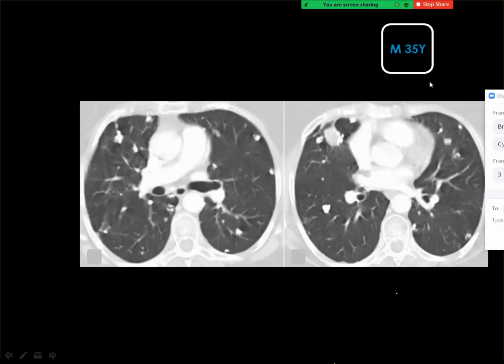Okay, this patient is 35 years old. He has many calcified lesions in both lung fields. What do you think? TB, and this is not miliary TB, and these are not tuberculosis, and this is not the distribution of TB in general.